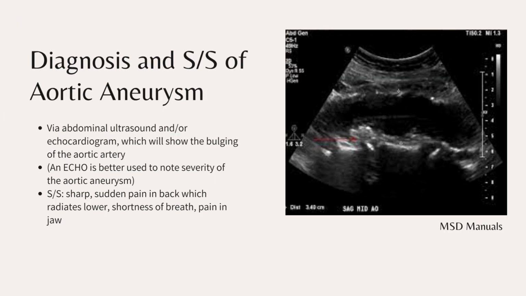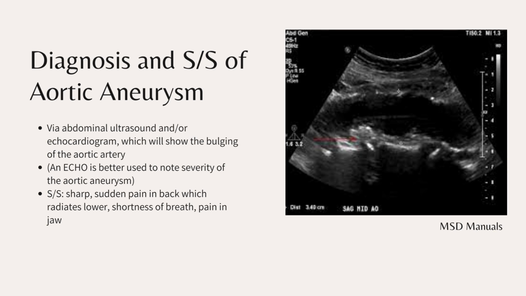An aortic aneurysm is diagnosed most commonly through echo, but also through abdominal ultrasounds, which will show that bulging or outpouching of the aortic artery. An echo, while also used as a diagnostic tool for aortic aneurysm, is better used to note severity of the aortic aneurysm itself. An ultrasound doesn't really show clear dimensions as well as an echocardiogram, and an echocardiogram can also tell us more about the heart, including cardiac functions.